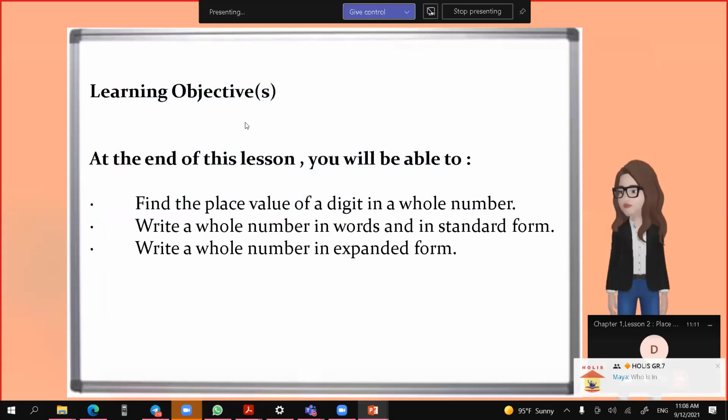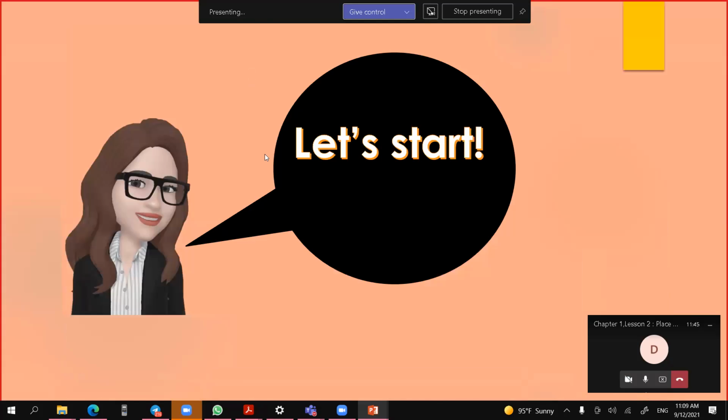At the end of this lesson you will be able to find the place value of a digit in a whole number, write a whole number in words and in standard form, and write a whole number in expanded form. So we're going to learn now about whole numbers in the millions period. We're going to learn how we can write the whole number in words, in standard form and in expanded form. Let's start.